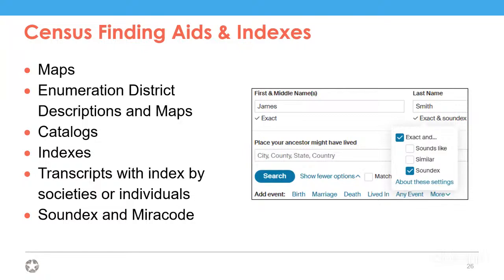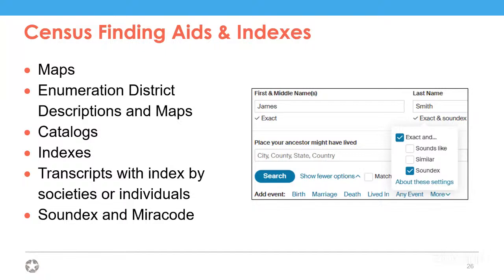So, census finding aids and indexes. There are a lot of different ways to work through the census. There are maps available that can help you figure out what a city translates to as far as an enumeration district, which is the grouping for the census. So families were listed as part of a specific district that was counted.